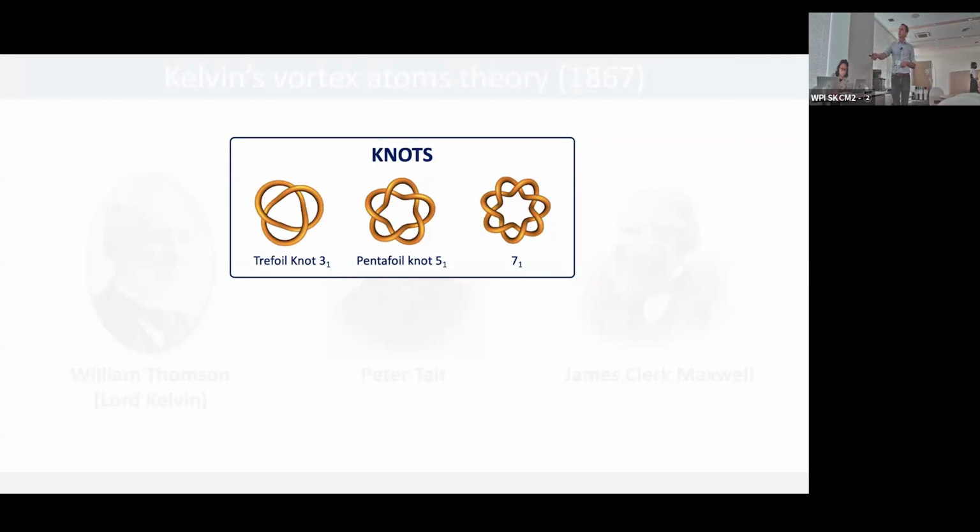The pentafoil knot here, for example, has 5 crossings. This one has 7 crossings. And since there may be different knots with 7 crossings, to differentiate all these knots we use this little subscript that says knot number 1, 2, 3, and so on.